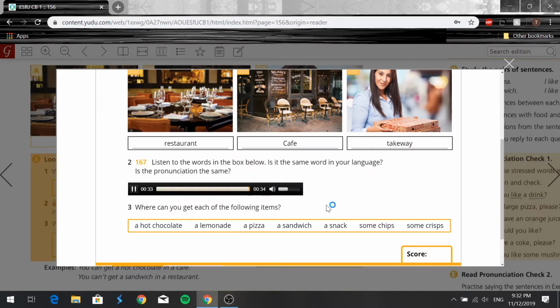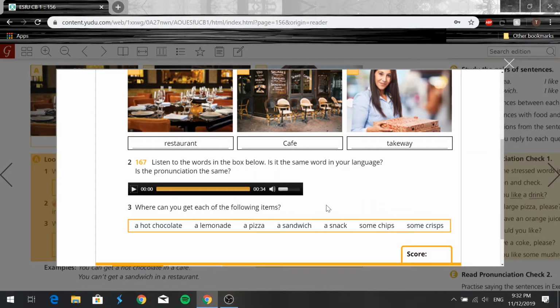Alright, so now let's go to A3. Where can you get each of the following items? So hot chocolate, lemonade, a pizza, sandwich, a snack, some chips, and some crisps. Okay, so again, answers will depend on you guys, but I'll give you some examples. So we can say you can get a hot chocolate in a cafe, right? You can get a lemonade in a cafe. You can also get a pizza in a cafe, a takeaway, and maybe a restaurant.